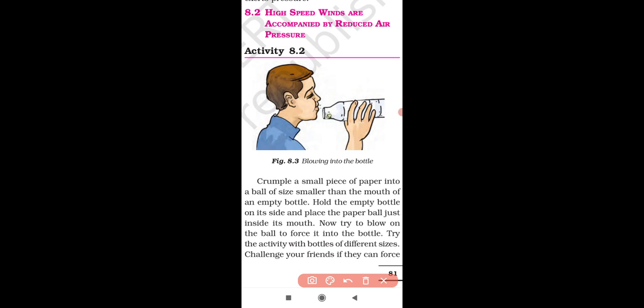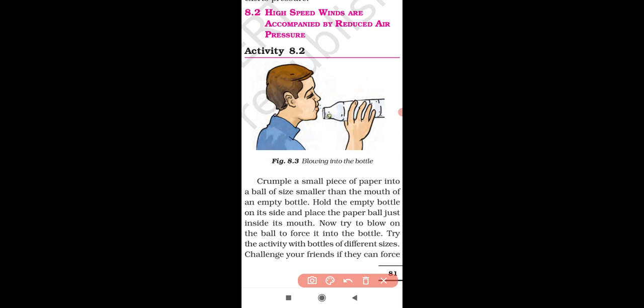So this boy, or let us take us, we will find it difficult to force this paper ball into the bottle by blowing air into the bottle. We will find it difficult to force the paper ball into the bottle by blowing air. So you need to explain why this happens.